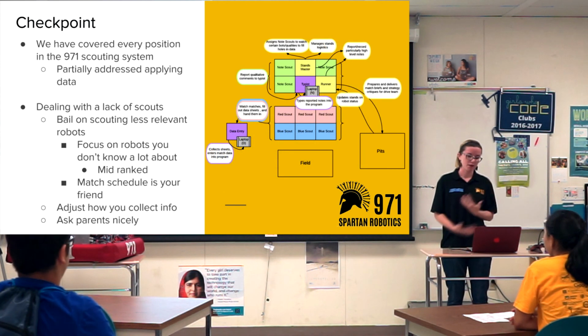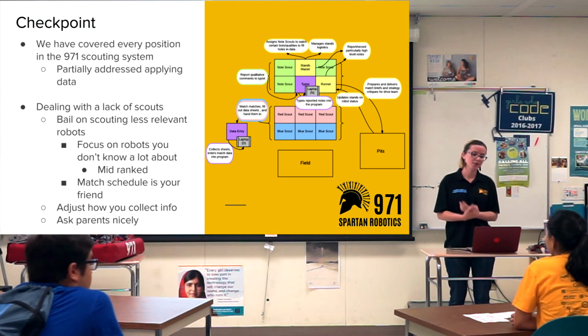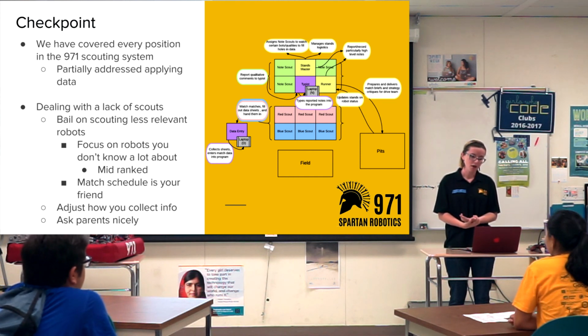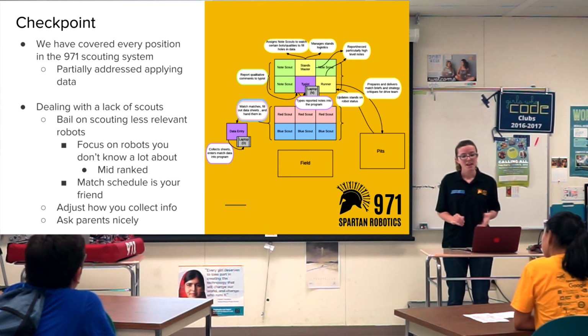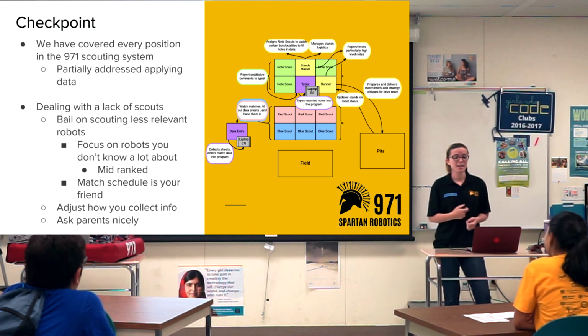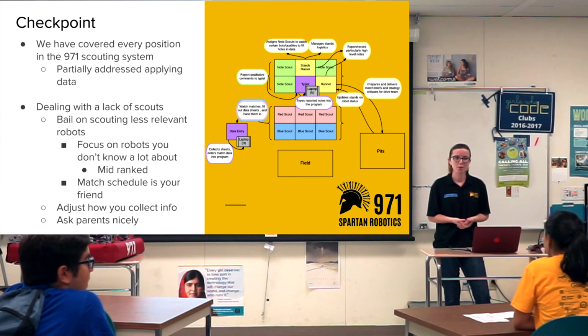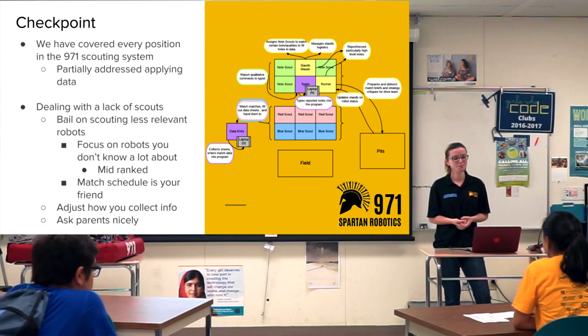So, checkpoint. At this point, we have covered every position in the 971 scouting system. We have partially addressed applying data when we talked about the runner position, but we're going to go more in depth into that in a second. I just want to make a quick note on dealing with the lack of scouts. This is an issue near and dear to my heart because when I took over the scouting program, I really struggled to get anybody to fill seats. So here's a couple of basic strategies.